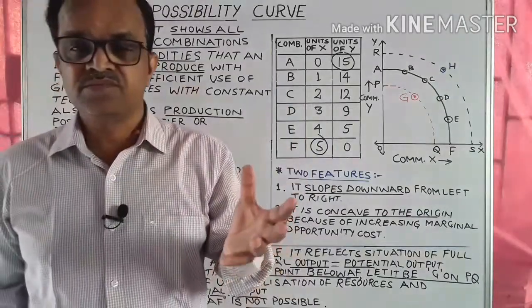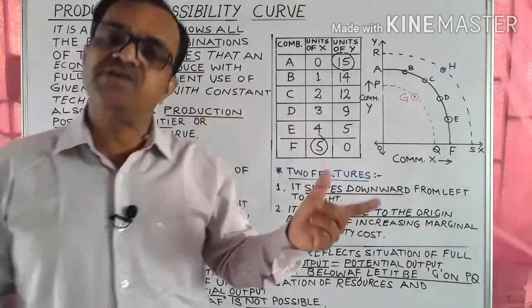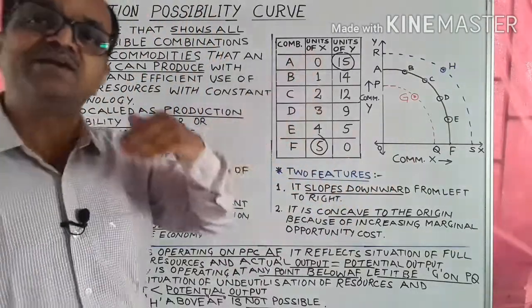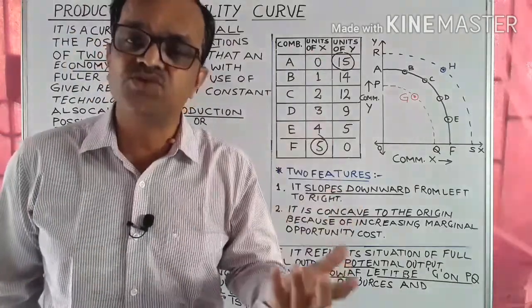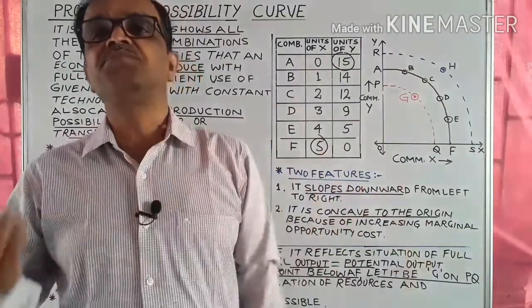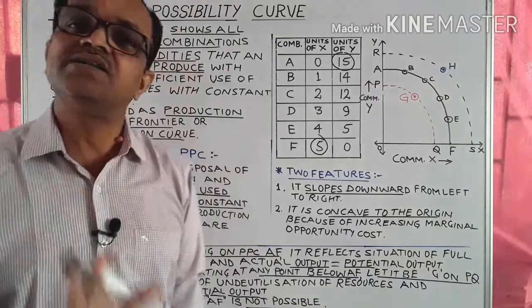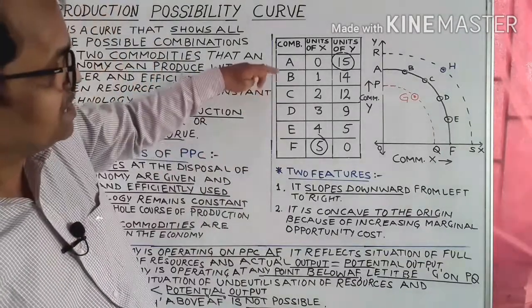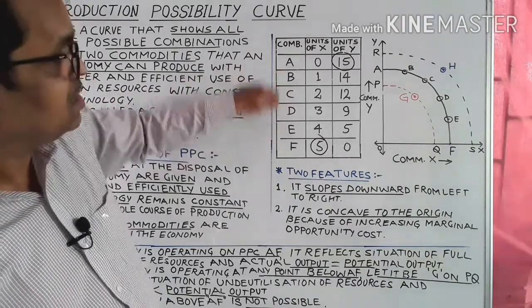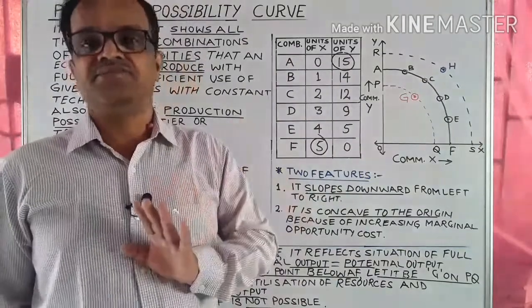But if the economy devotes a certain part of its available resources to the production of commodity X and a certain part of its resources to the production of commodity Y, then there are various possible combinations of the two commodities X and Y that the economy can produce, which is indicated by these combinations B, C, D and E, lying between these two extreme conditions A and F.